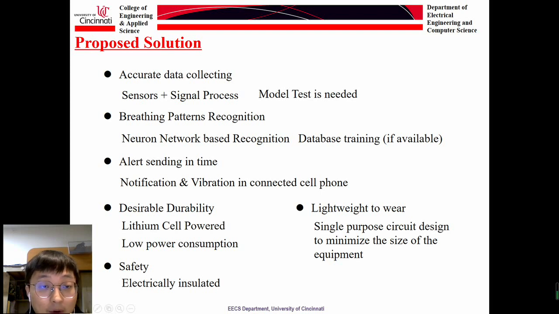Besides, we also try to make our equipment practically useful in 3 ways. We consider using a lithium cell to power our device, and designing the complete assembled circuit to minimize the weight and the power consumption. And also, safety should be guaranteed as 100% electrically insulated.